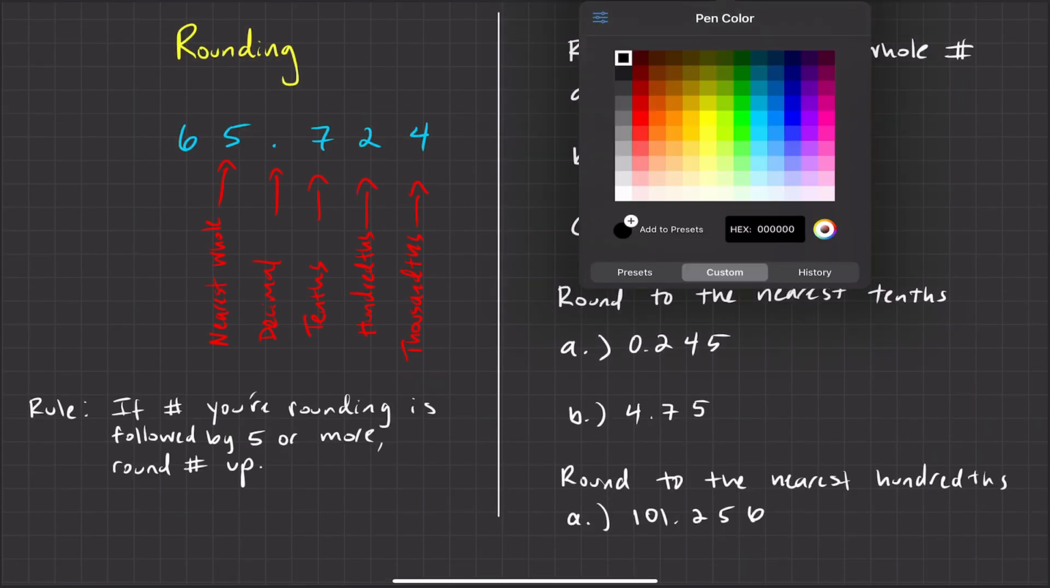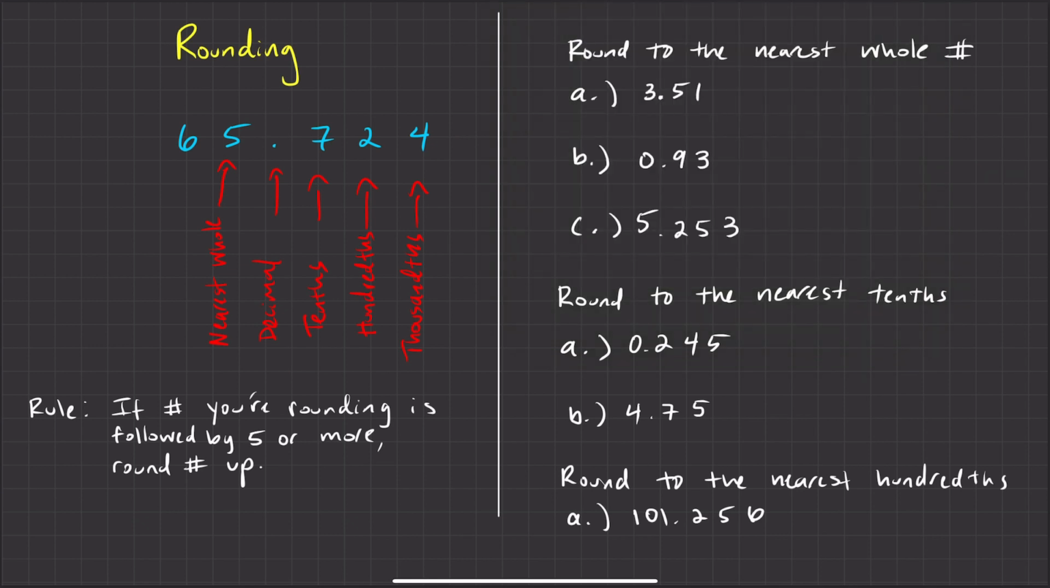Alrighty, let's go ahead and proceed to the next slide, rounding. I have 65.724. And you can see that we are dealing with a lot of digits here. What rounding does is basically make numbers look a lot nicer to look at and see, okay?